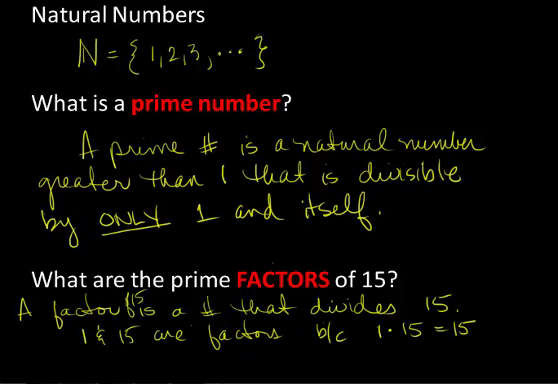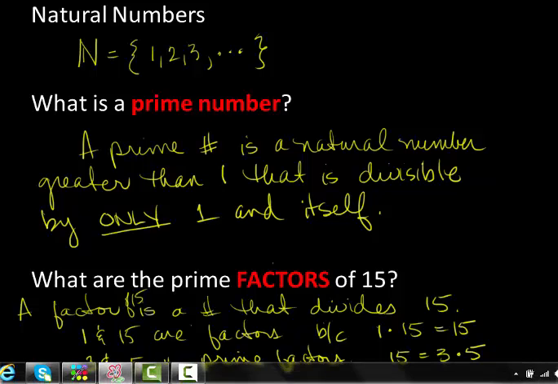They each divide 15, but they're not prime factors. The numbers that are prime factors are, of course, and I know you know this, 3 and 5 are prime factors because they are prime numbers and they divide 15. In fact, 15 is equal to 3 times 5, so we could say that 3 times 5 is the prime factorization of the number 15.